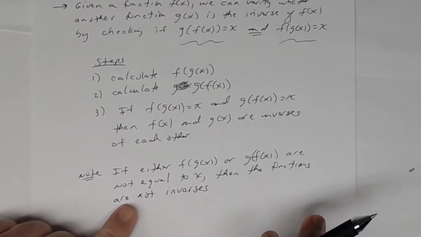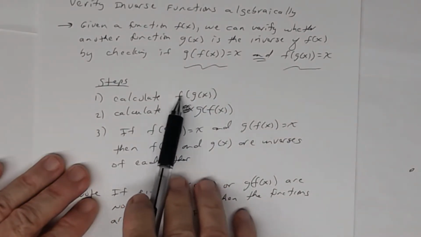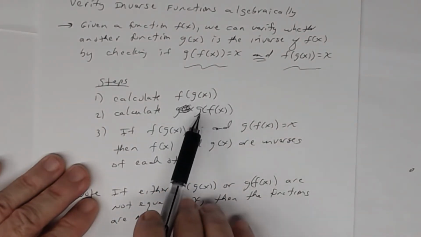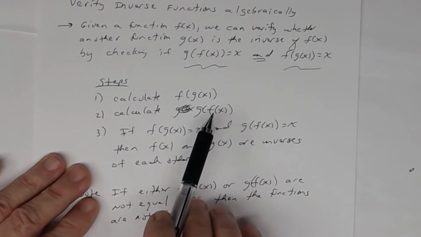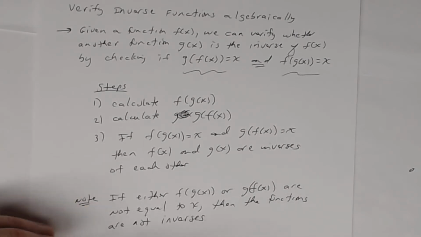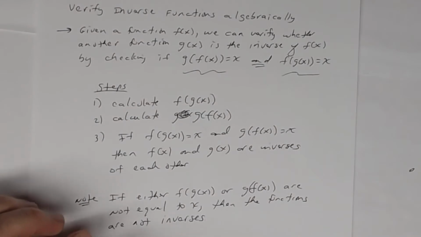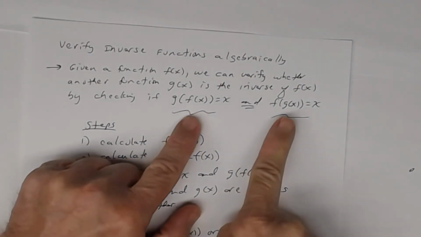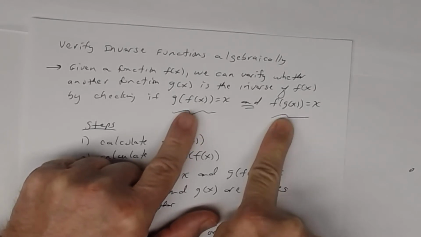I'm going to say this. Generally, if one of those is equal to x, then the other one will be equal to x as well. Usually that is the case. But there are some situations, especially with square roots, where that is not always necessarily true. So that's why you must check both.